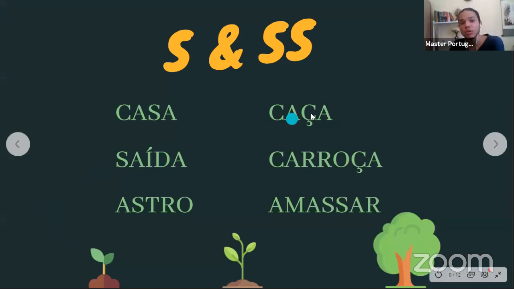And also cedilha, this is called cedilha. Cedilha never comes in the beginning of a word, never. It's always in the middle. And it's pronounced s: caça, okay? Carroça, like a wagon, carroça, amassar.